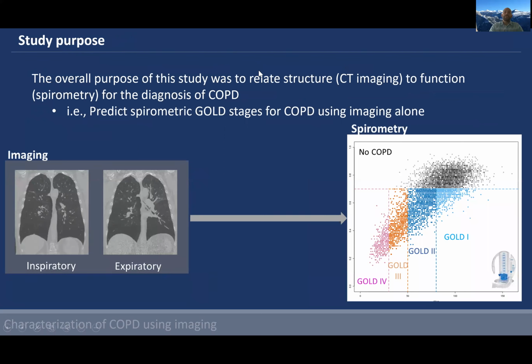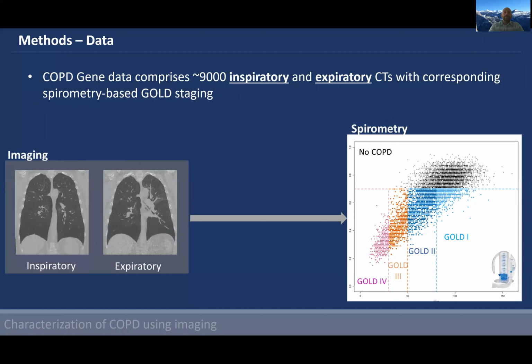Right? So the overall purpose of this study was, could we do this? Could we relate structure to function? Can we predict these GOLD stages from these images here? The way we conduct this study is using data from the COPDGene database. It comprises approximately 9,000 inspiratory and 9,000 expiratory CTs. So it's a massive imaging database, along with their clinical data and their spirometric GOLD stages.